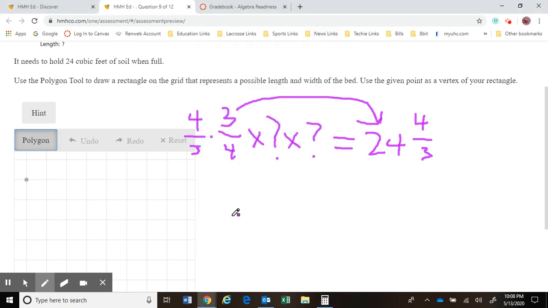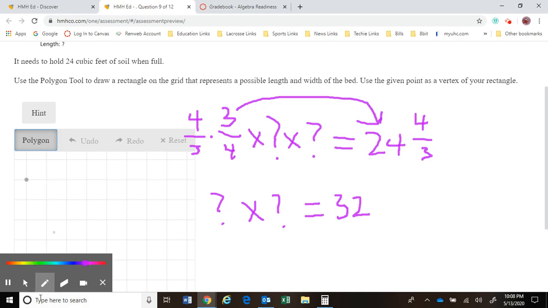Okay, so some number times some number has to equal 32. And if each one of these rectangles represents 1 square unit, I need to find something that would give me 32 square units. So what are some numbers that you could get to get 32? The one that comes to my mind is 8 by 4, because 8 times 4 equals 32. So I'm going to use this polygon tool here.